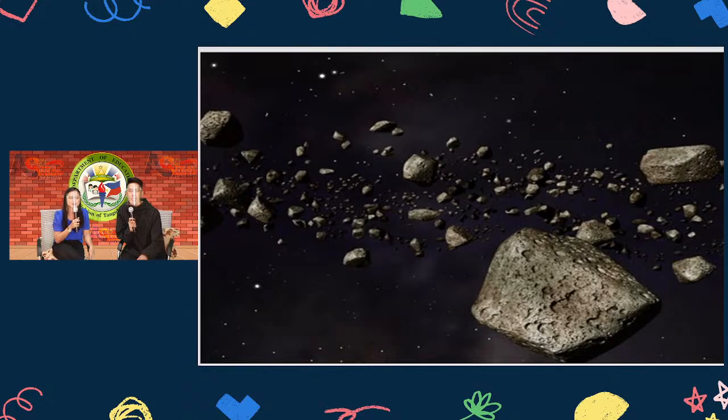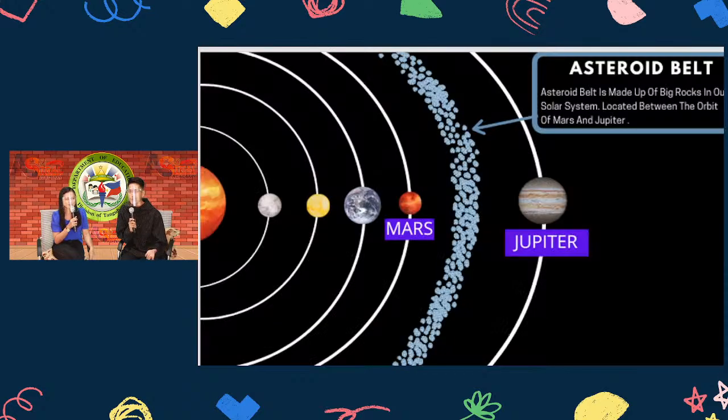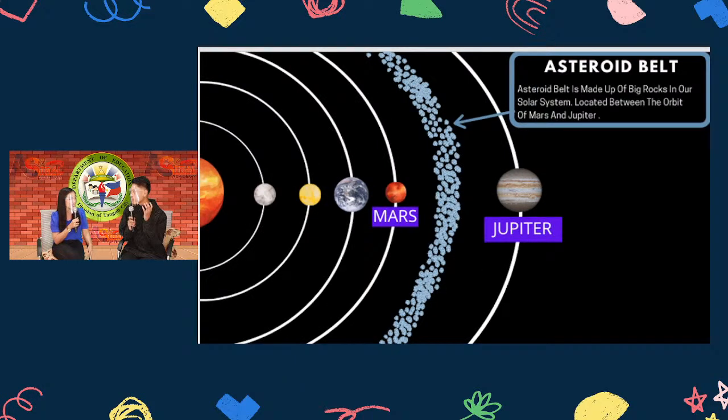Most of the asteroids are found in the asteroid belt. This is the region between planet Mars and Jupiter. The largest asteroid, Ceres, is found in the asteroid belt. It is also considered a dwarf planet. So ang location niya is nasa asteroid belt.